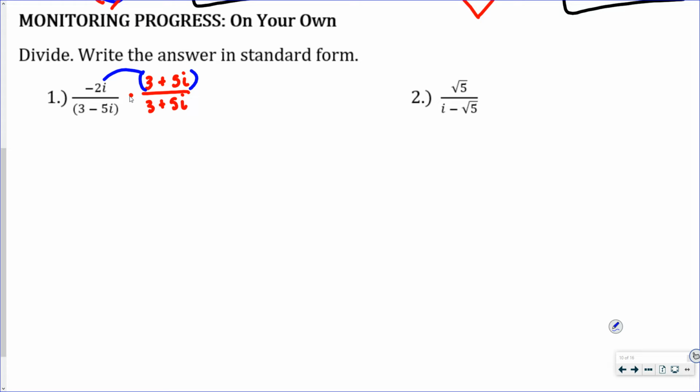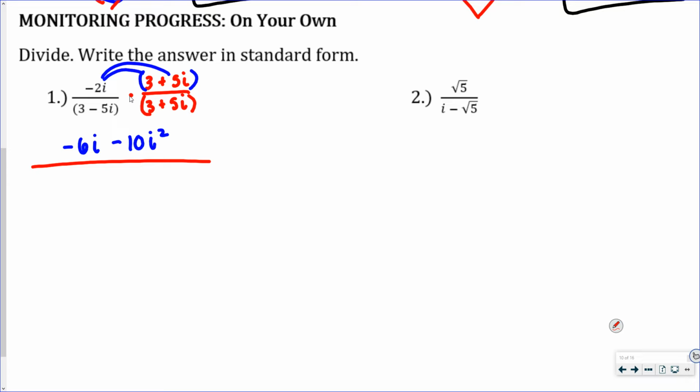Up top, you should have gotten negative 6i minus 10i squared. Carter got it. On bottom, folks, I'm going to show you what I'm okay with.